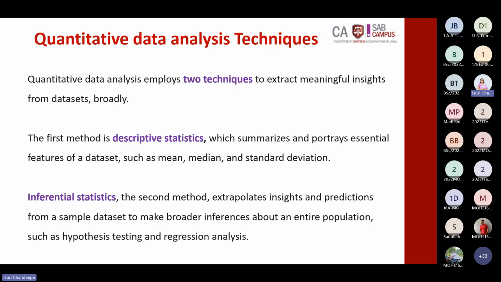Then inferential statistics, the second method. Inferential statistics measures or identifies predictions, in a broader sense, or the hypothesis: a prediction from the sample data to make broad inferences about the entire population, such as hypothesis testing, regression analysis, and correlation analysis. Those are the inferential statistics. Inferential statistics is used because we don't have the chance to collect data from the entire population.